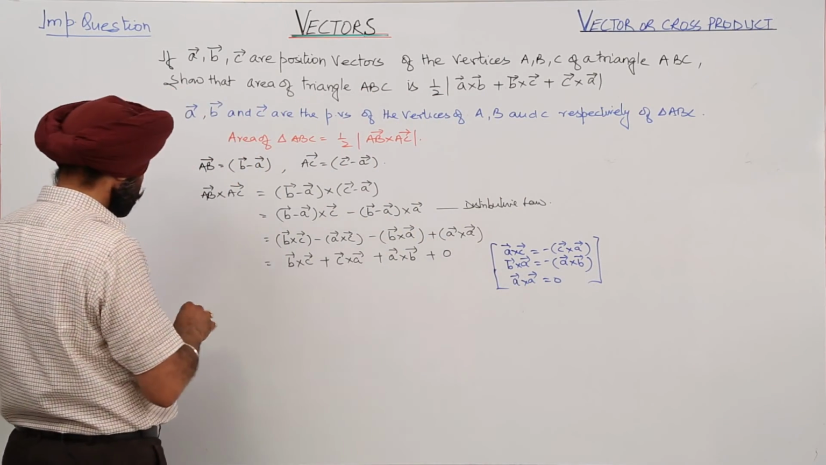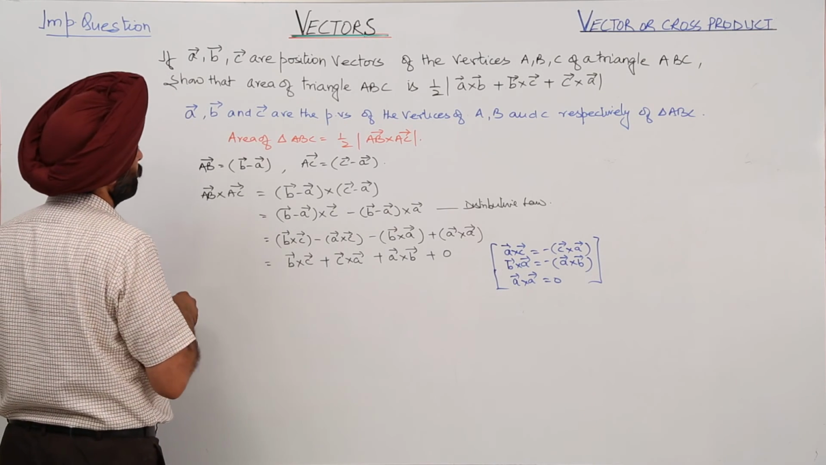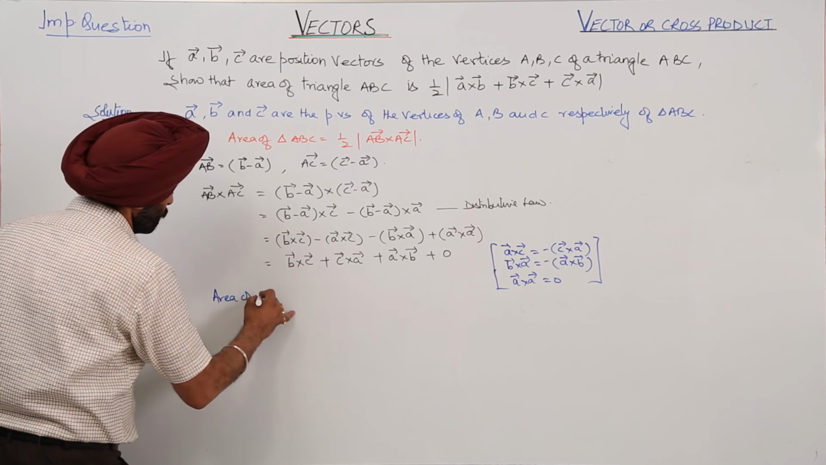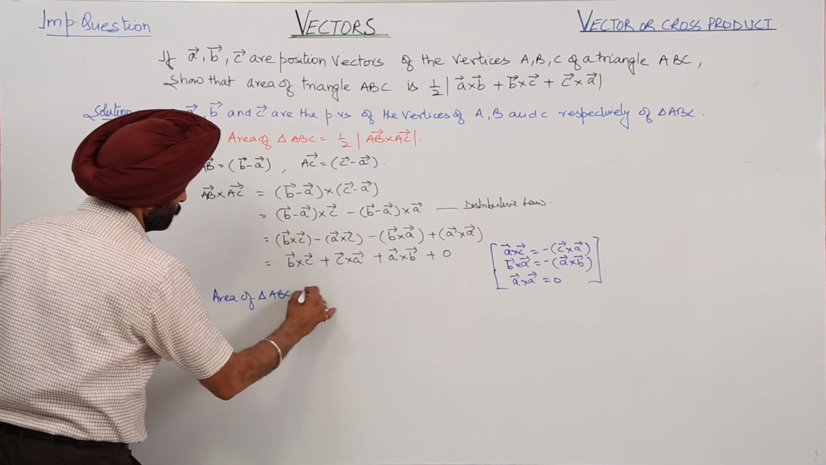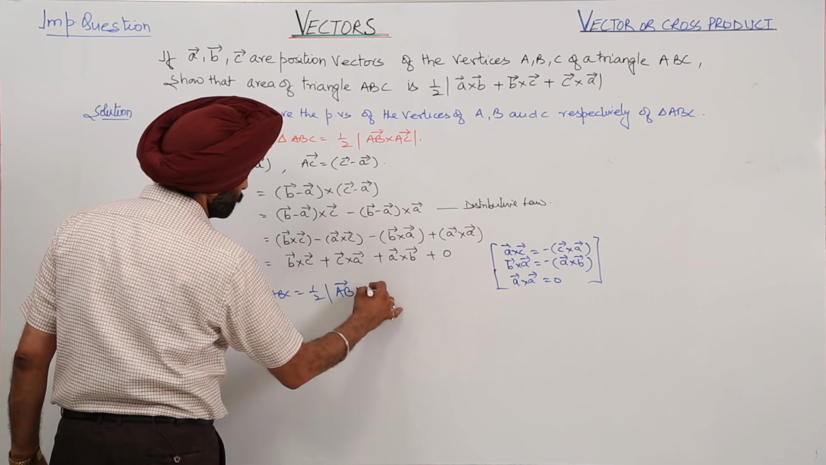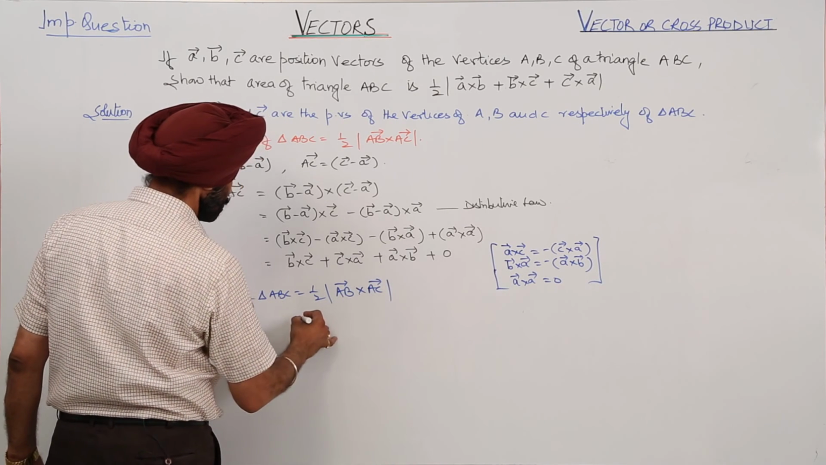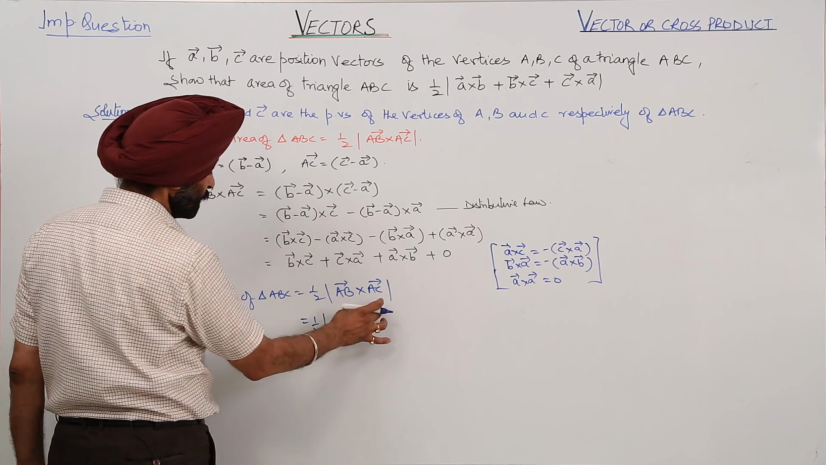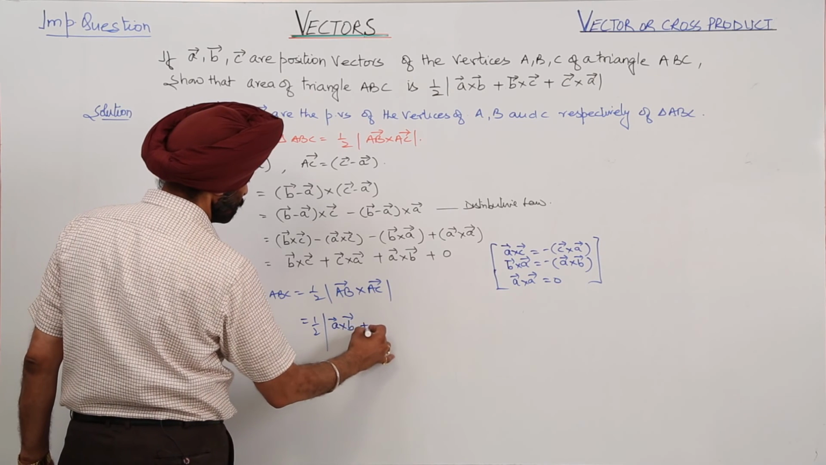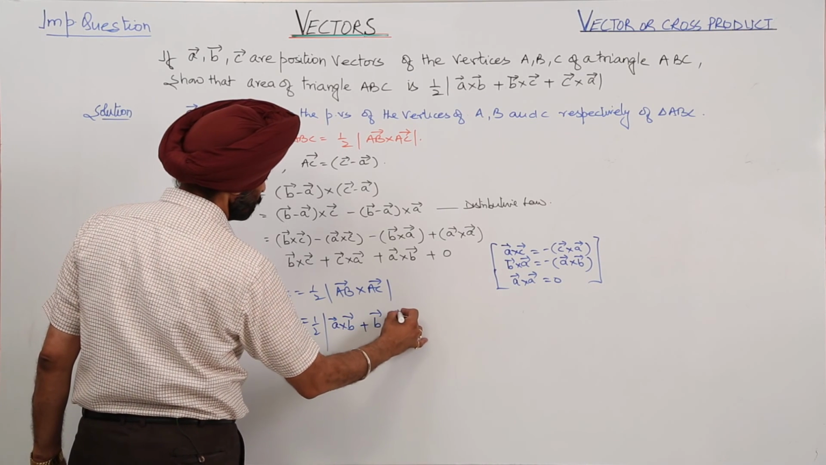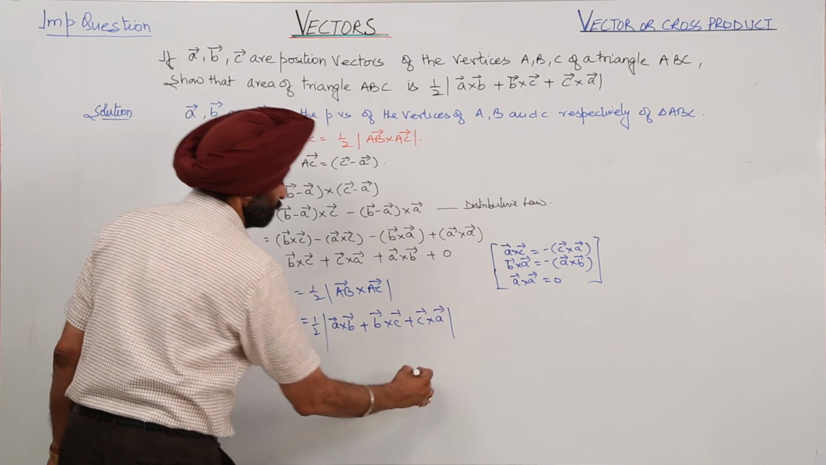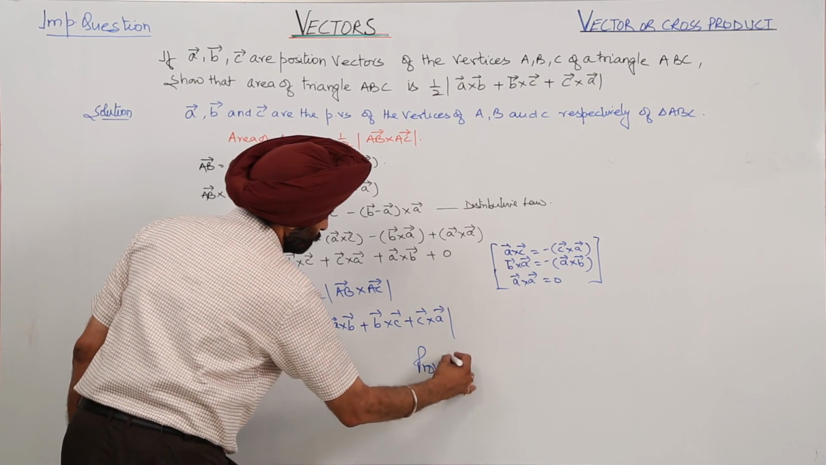Now, area of triangle ABC is equal to half the magnitude of the cross product of AB and AC, or this is equal to half, AB cross AC is what? Vector A cross vector B plus vector B cross vector C plus vector C cross vector A. Proved.